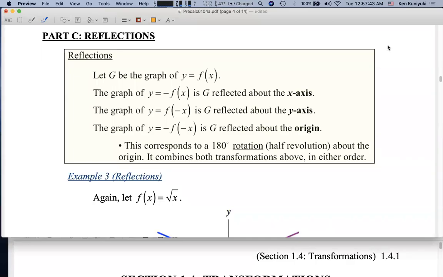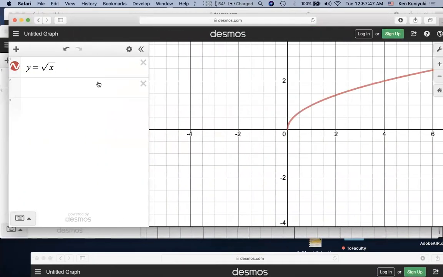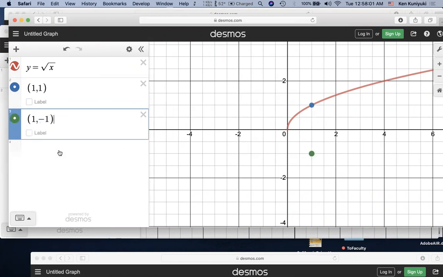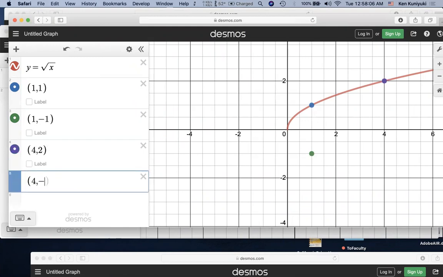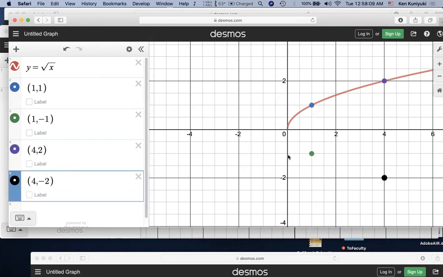Hi everyone, how do we reflect graphs of functions? Let's look at y equals root x once again, the red graph. How do we reflect this graph about the x-axis so that the point 1, 1 goes to the point 1, negative 1, or the point 4, 2 goes to the point 4, negative 2? What equation will have a graph that goes to the green point here and the black point over there?